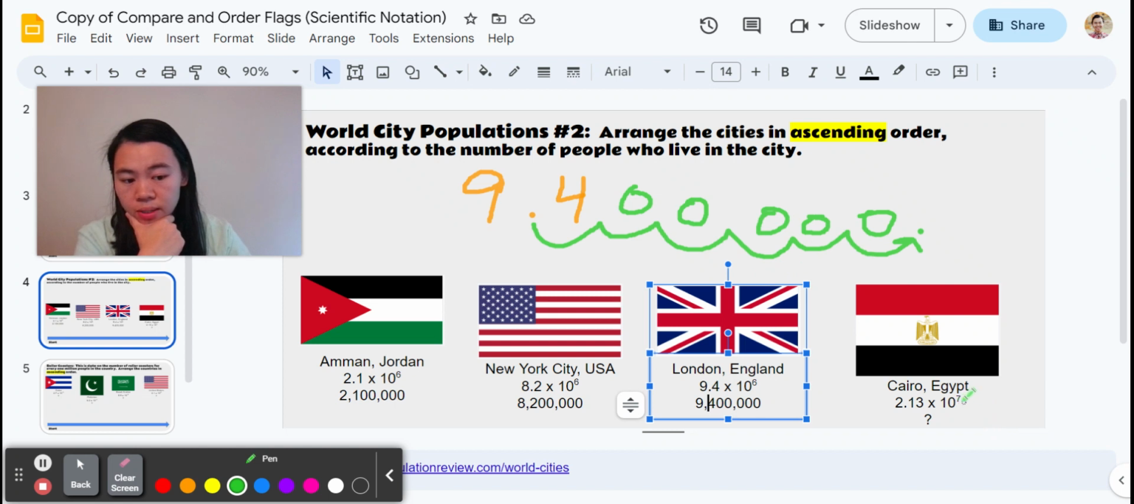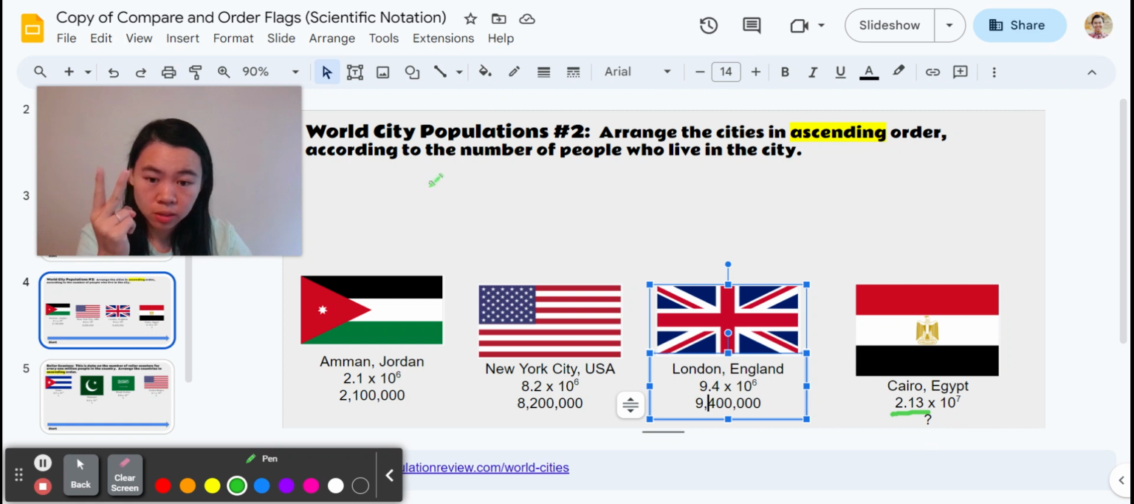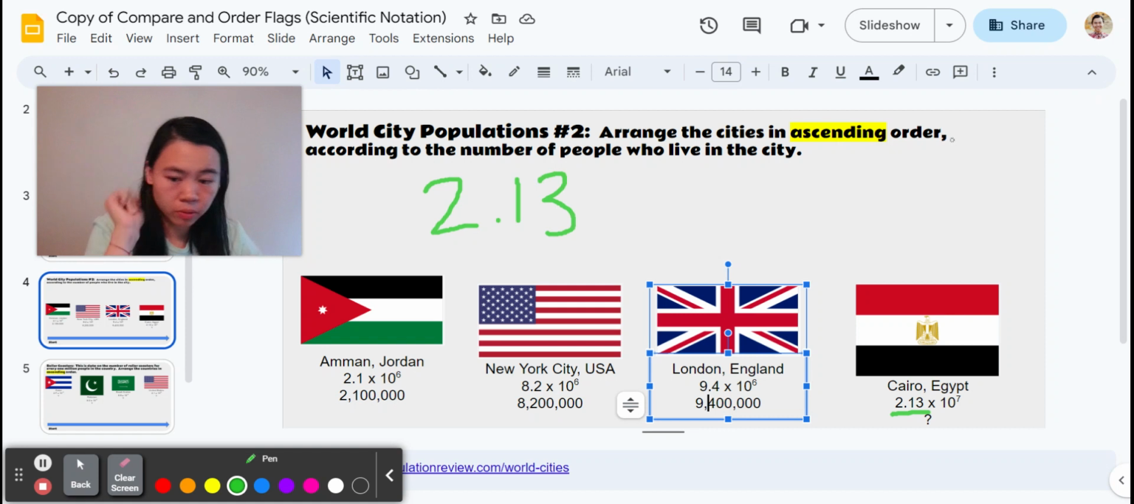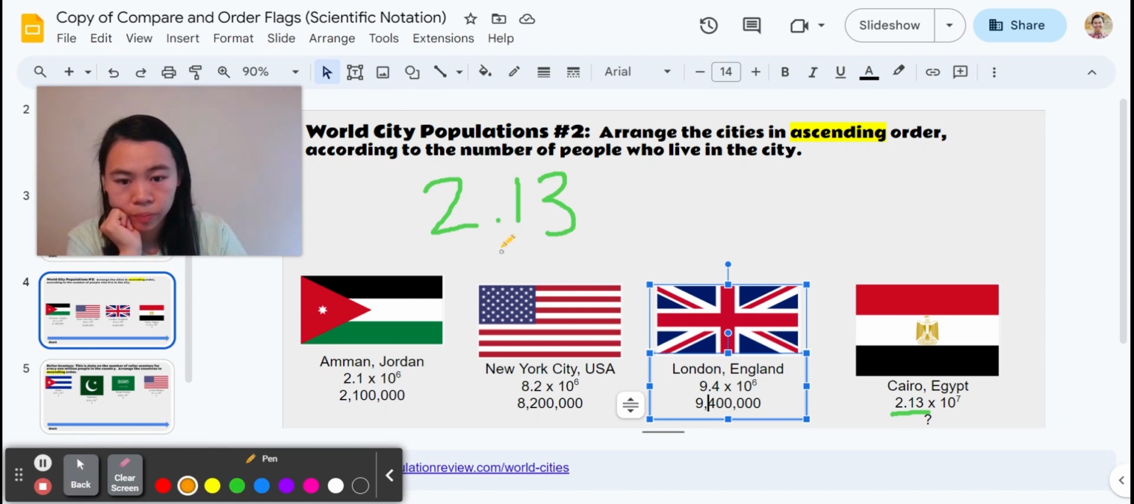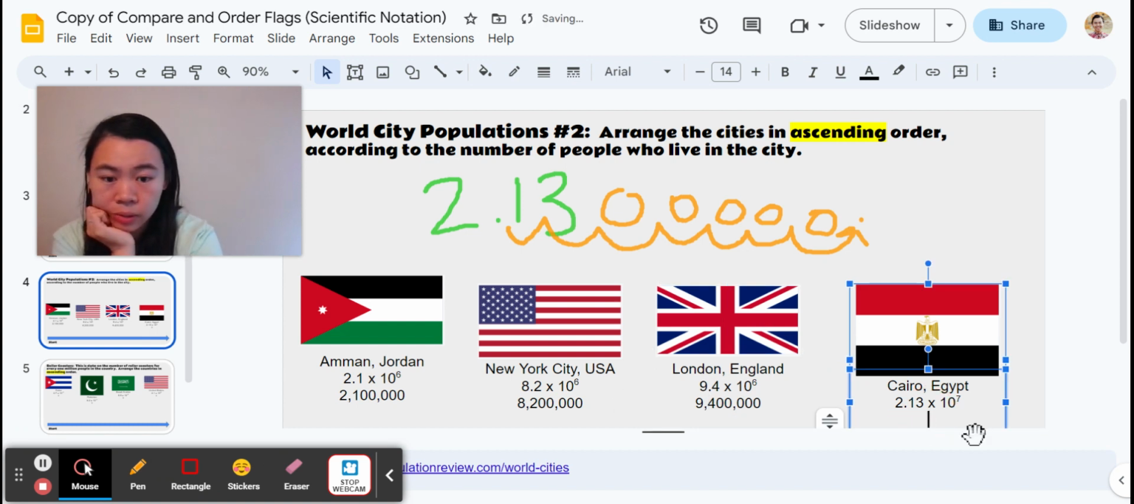Egypt is 10 to the 7th. And the interesting thing about Egypt that the others didn't have is this decimal has 2 decimal places. It's 2.13. So out of my 7 jumps, I have to get over the 1. So now I only have 6, and I have to get over the 3. So I'm going to have 5 zeros. Let me show you the work here. 1, 2, 3, 4, 5, 6, 7. So you can see I'm going to have 5 zeros, even with 7 total jumps.